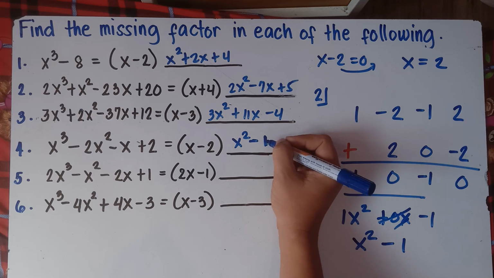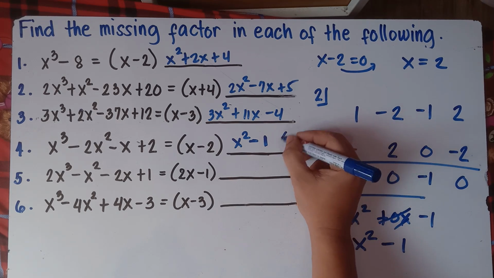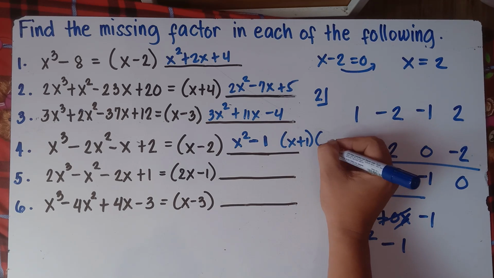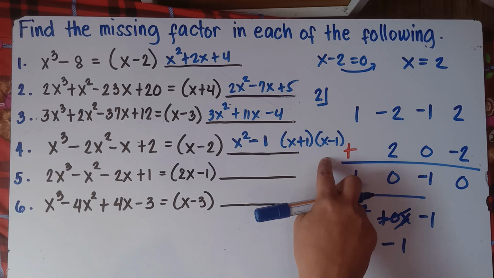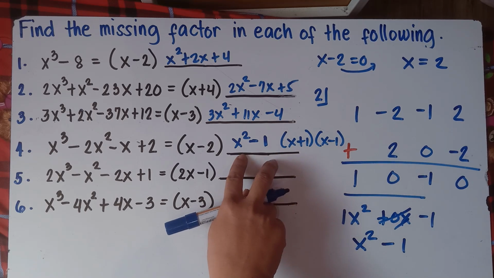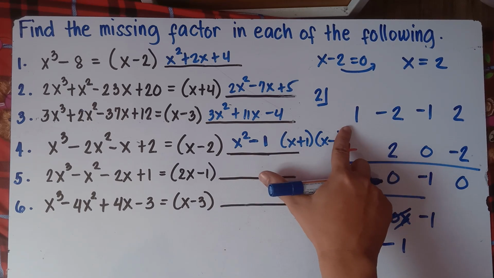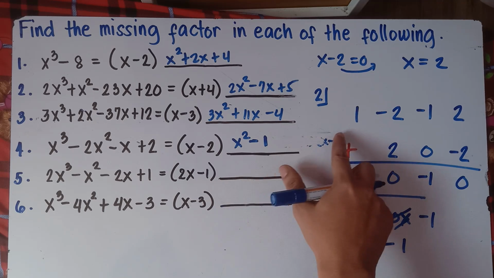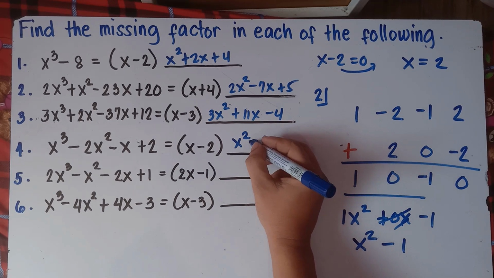So if the teacher will ask you to factor this out, you can also factor this out, class, by x plus 1 and x minus 1. This is just the same, class. X plus 1 and x minus 1 is just the same with x squared minus 1. If you use the FOIL method, you will get this answer. But since we are not told to factor this out, this will be our answer: x squared minus 1.